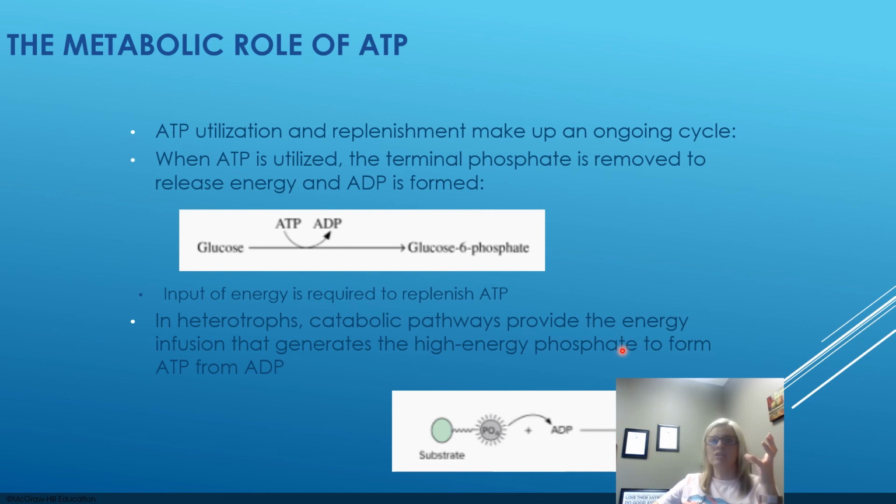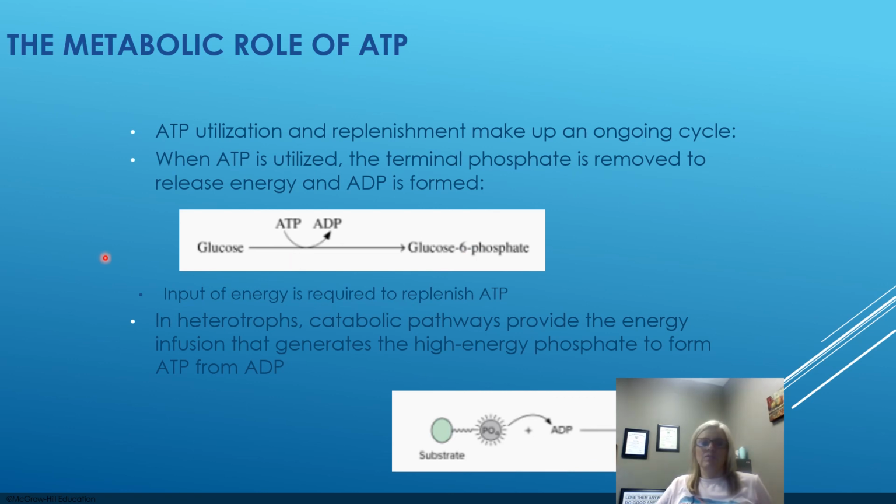ATP is the main energy currency of our cell. If it's used up in a chemical reaction, it's got to be replaced. So this makes using and making ATP a never-ending cycle. And when I say making, we're basically talking about putting the phosphate on, taking it back off, okay? We're just transferring. We're not making anything brand new here. All right, and so you can see using ATP, we start with glucose. We've got ATP, we're removing a phosphate group, and we're releasing energy, and ADP is formed, okay?